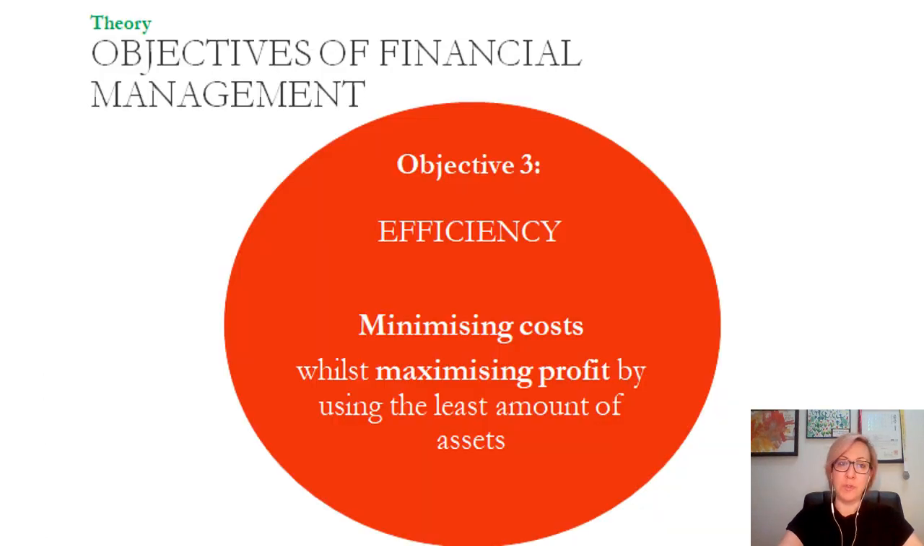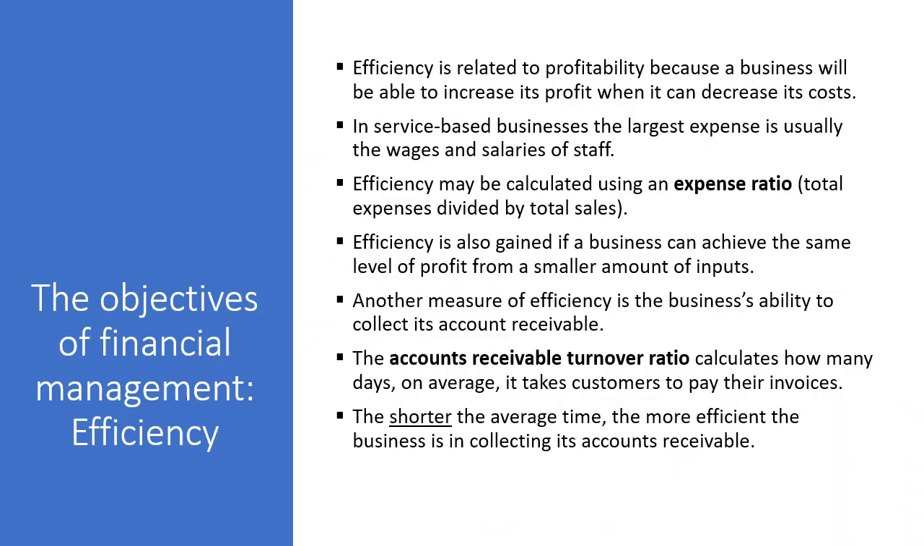Our objective 3 is efficiency. Now with efficiency, this is how we are going to minimise our costs while maximising our profits by using the least amount of resources. So we're looking at how can a business actually do that and be as efficient as possible. So I'll just go through some of these dot points.